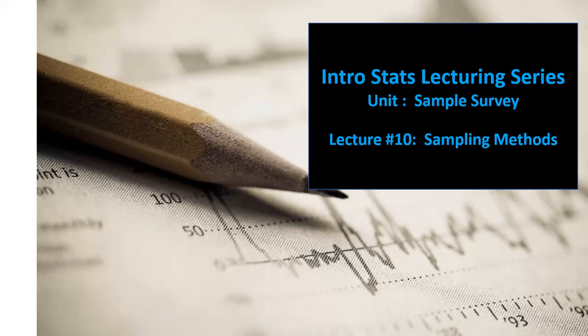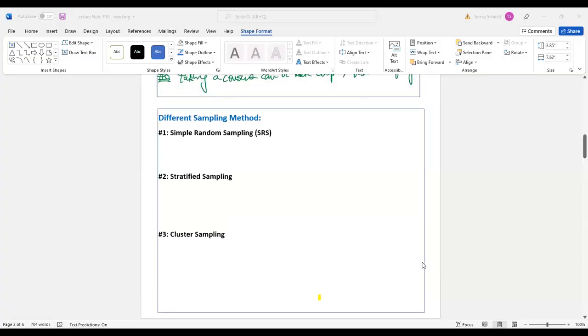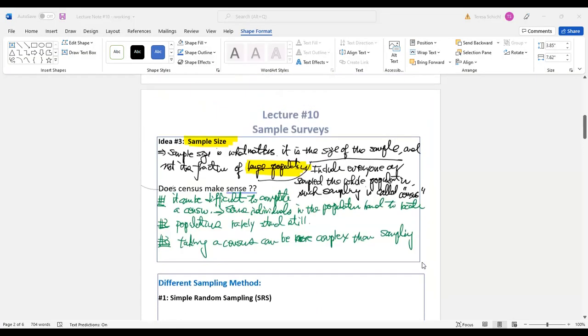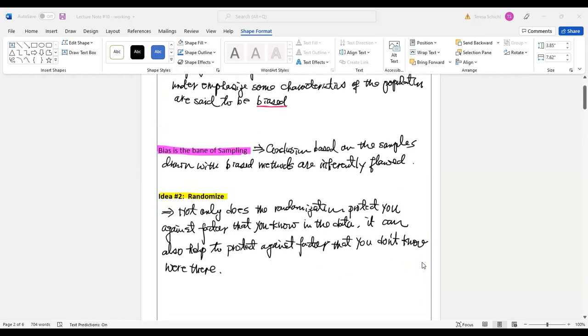For the first video, we talked about what sampling is and the three big ideas about sampling. Now for the second video, we're going to take a look at the different sampling plans, or what we call the different sampling methods. Let's take a look at our lecture notes and refresh the memory from our first video.